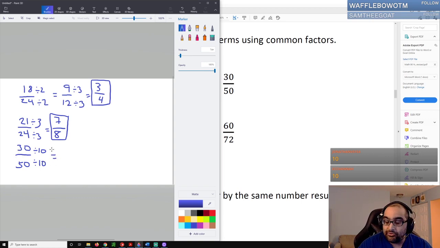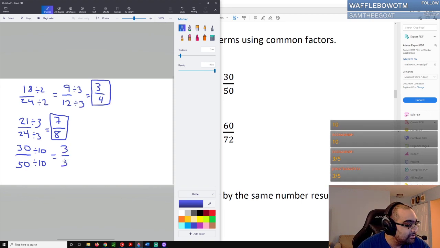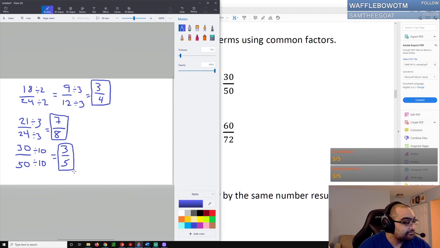All right, so we have 30 divided by 10 and 50 divided by 10. So what's our fraction here after dividing by 10 on the numerator and denominator? 3/5. Nice. And this is where we stop because, again, 3 and 5 have nothing in common outside of 1. So there we go. All right, so 3/5 is correct. Let's do another one.